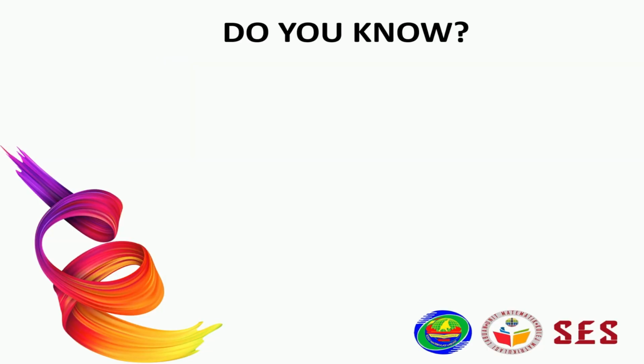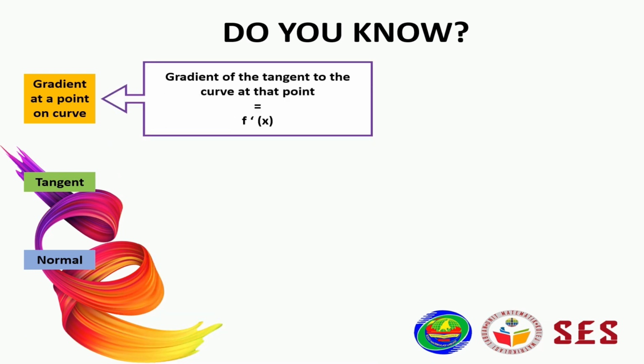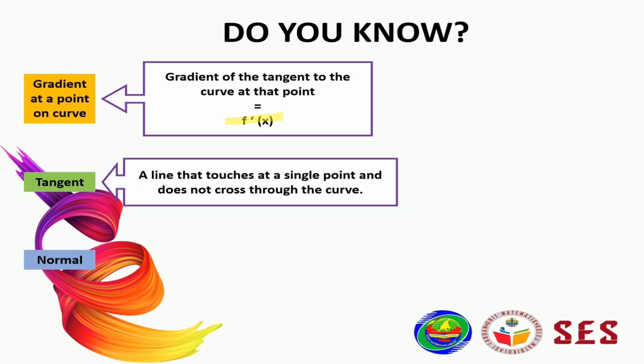Do you know what gradient, tangent, and normal are? So the gradient at a point on a curve is the gradient of the tangent to the curve at that point. And to find the gradient of the tangent, you need to find f prime x. A tangent is a line that touches at a single point and doesn't cross through the curve.